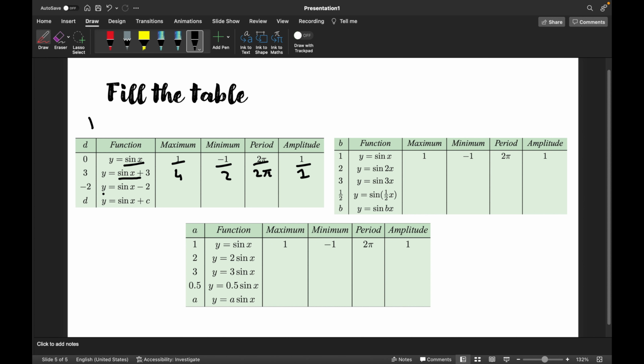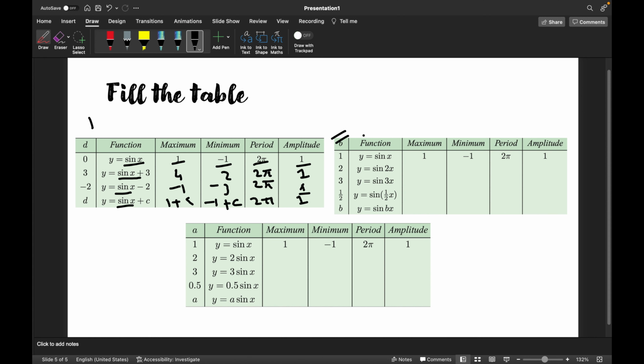And now let's look at the next one. We have y equals sine x minus 2. The maximum value of sine x is 1, so 1 minus 2 would be minus 1. And the minimum of this would be minus 1 minus 2, so minus 3. Period would remain the same, amplitude same. Now we have this. This would be 1 plus c and minus 1 plus c. The period would remain the same and amplitude would also remain the same.